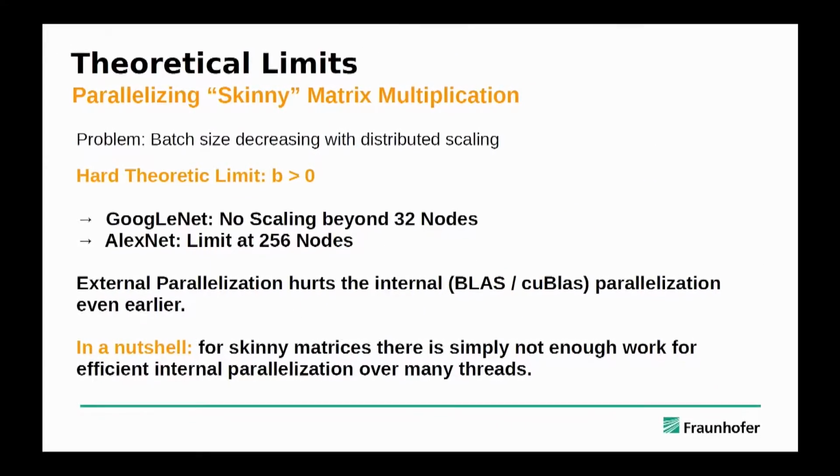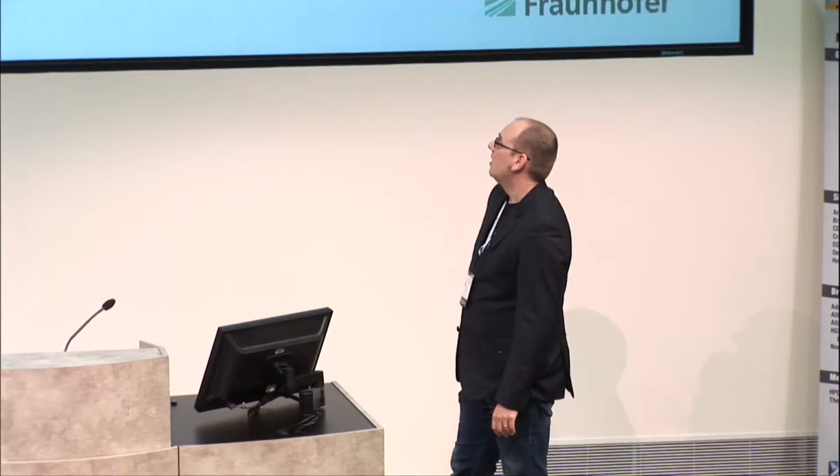And there you can get to some theoretical limits. I will skip this part. It's obvious that you cannot split the training data into pieces less than one. So that's a natural limit. But we see that the limitations are starting much earlier. In a nutshell, basically, if the amount of compute you have to solve in one iteration is getting too small, it's not efficient anymore. So the outer parallelization is going to hurt the inner parallelization, and you're losing your speedup.